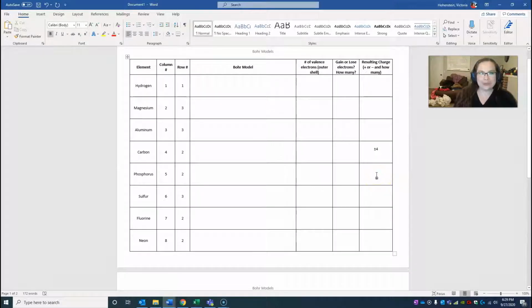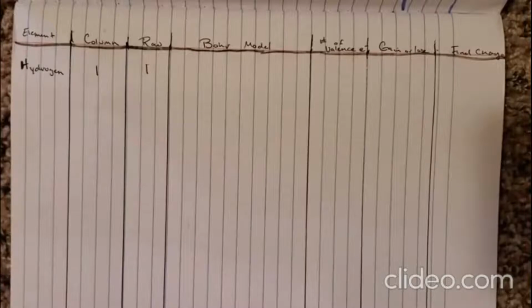Let me work an example so you can see how to fill in this chart. Even though I give this assignment to you as a Word document, I would just do it in a notebook or on another piece of paper because making Bohr models in Word is really challenging. So I wanted to work the first one as an example so you can figure out exactly what you're expected to put in each column.